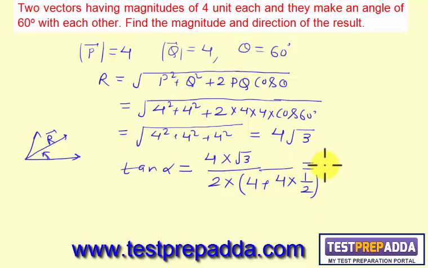So it becomes root 3. This 4 I'll take common and this 4 will get cancelled. Here it will become 3, root 3 by 3. This 2 will get cancelled. So it is 1 by root 3. 1 by root 3 is the value of tan 30 degrees. So the alpha value comes as 30 degrees.